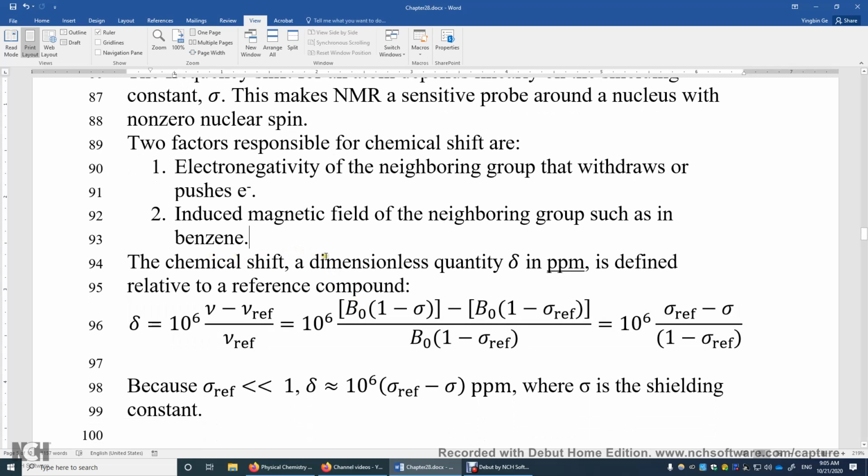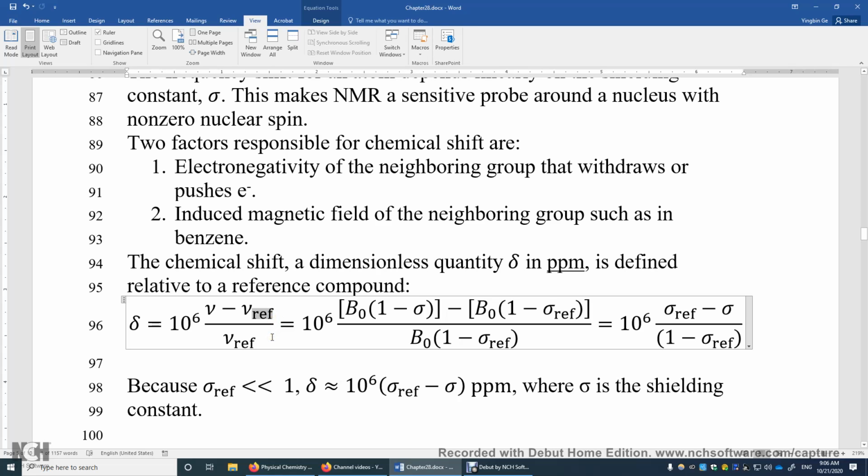Now let's look at the chemical shift. Chemical shift is a dimensionless quantity, delta. It's in ppm because it's usually small. If you don't use ppm, you'll have to say 0.000001, or 0.000007 for the hydrogen atoms in benzene. So that's why we use ppm. And the delta is 10 to the power of 6 times this, the frequency of the hydrogen nuclei of interest. And then we need a reference here.